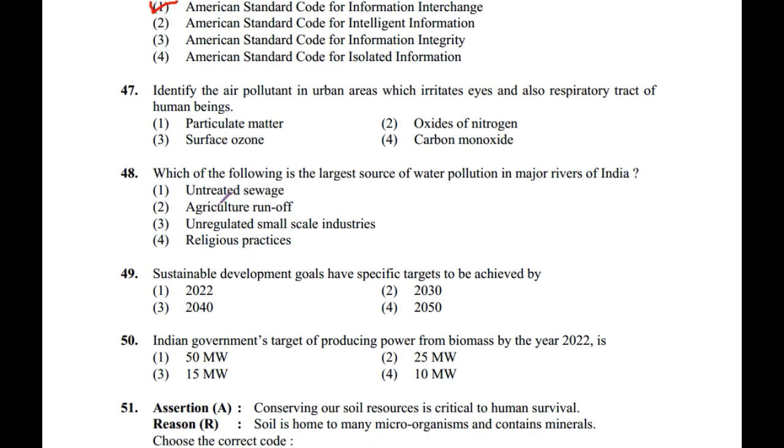Now question number 47. Identify the air pollutant in urban areas which irritates the eyes and also the respiratory tract of human beings. Particulate matter, oxides of nitrogen, surface ozone, carbon monoxide. The correct option is surface ozone. Which of the following is the largest source of water pollution in major rivers of India? Untreated sewage, agriculture runoff, unregulated small-scale industries, religious practices. The correct option is untreated sewage. This one is the correct.